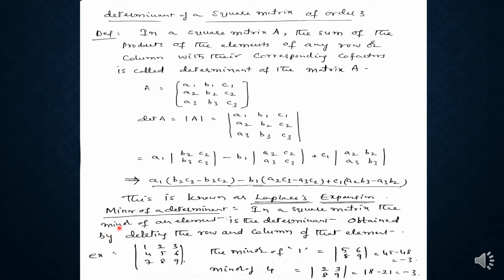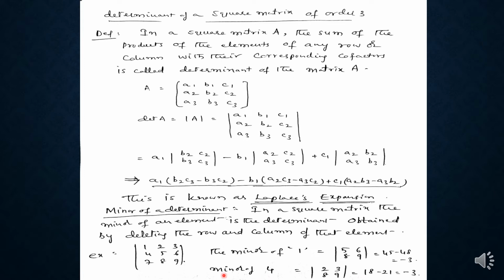So this is the definition of minor of a determinant. In a square matrix, the minor of an element is the determinant obtained by deleting the row and column of that element. For example, the minor of the element 1: by deleting its row and column, we will get 5, 6, 8, 9. That is 9 into 5, 45, minus 8 into 6, 48. That is equal to minus 3.